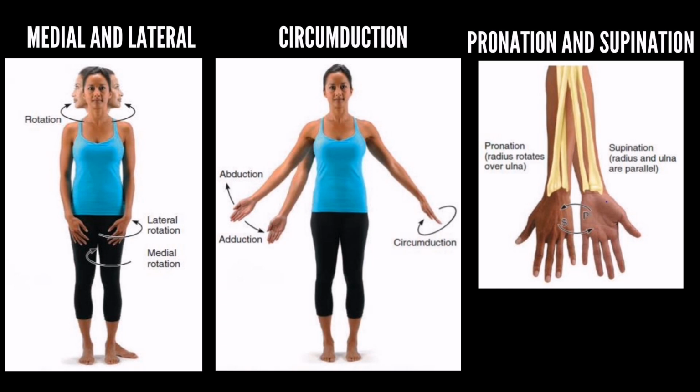Circumduction. Circumduction is the movement of a body region in a circular manner, in which one end of the body region being moved stays relatively stationary while the other end describes a circular motion. Supination and pronation. These terms are used to describe the up or down rotation of your hand, arm, or foot.